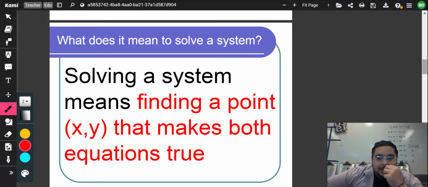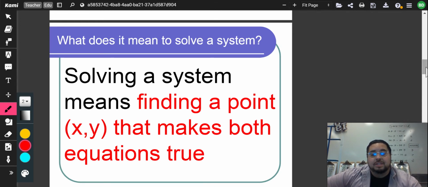Okay, so again, a reminder, solving a system means we're finding a point, and a point is written as x comma y, so we need two values that make both equations true or both equations work. So when I plug in the values of x and y into both equations, it's going to make both equations true. And that's essentially what I'm looking for. That's what I mean when I say I'm looking for a key that unlocks both doors.